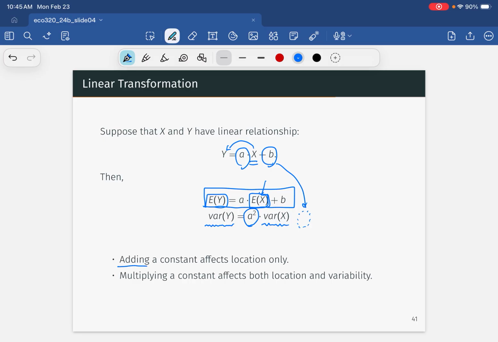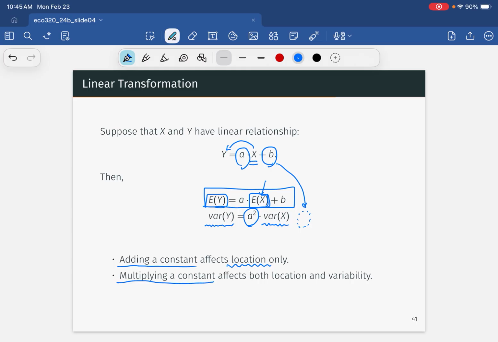The first, why the addition does not affect, that's because variance is about the distance. If everything, including the center and all the observations, change parallel, like parallel shift, then the distance does not change, right? Addition does not change the distance. It's only about location. But multiplication is different.